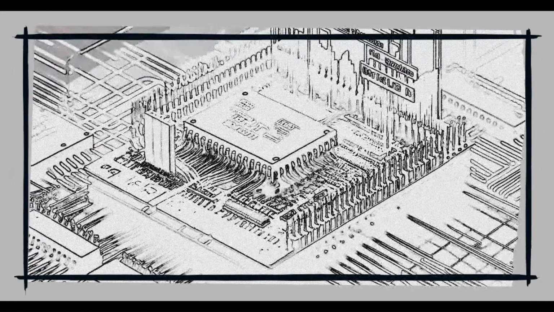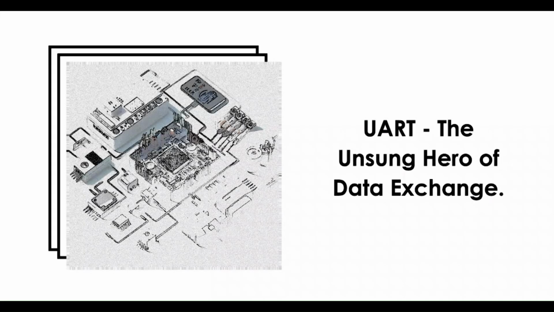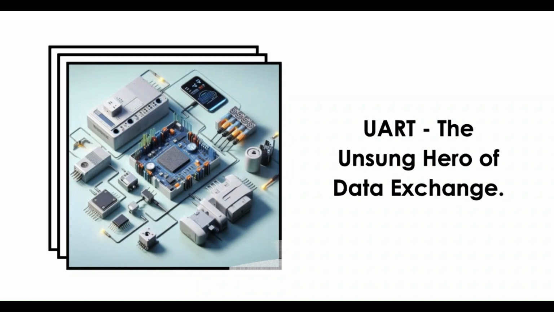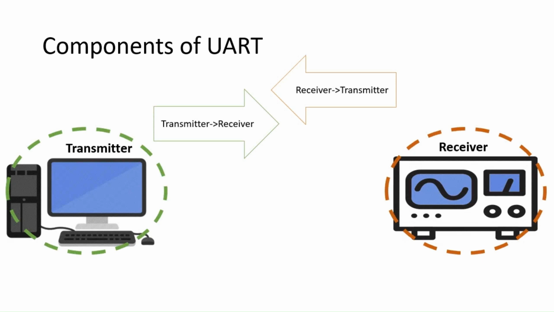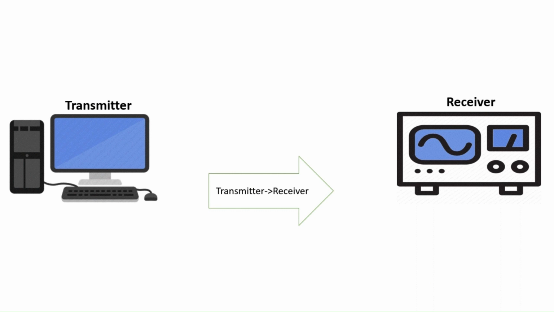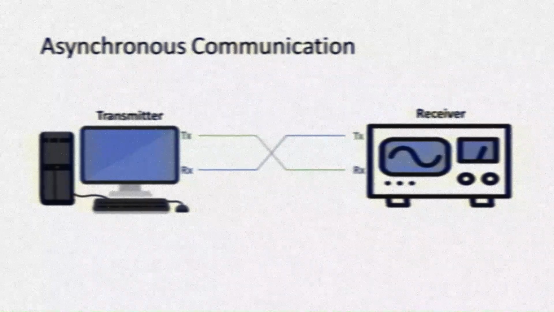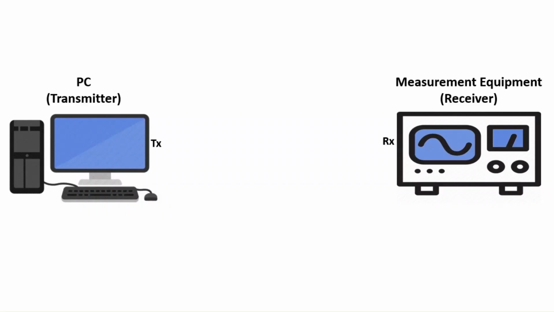Welcome to the core of UART communication, where we'll break down the basics of this powerful protocol. In the world of electronics, UART, or Universal Asynchronous Receiver Transmitter, is the unsung hero that enables data exchange. To truly understand UART, let's unravel its components. UART communication is a serial data exchange. Instead of sending data all at once, it's sent bit by bit. And here's the twist: UART is asynchronous, meaning there's no shared clock between devices.